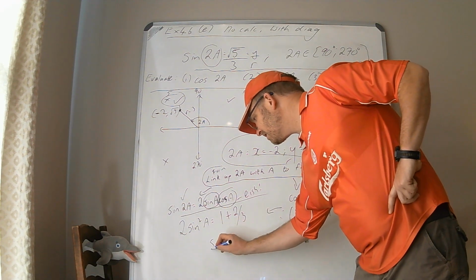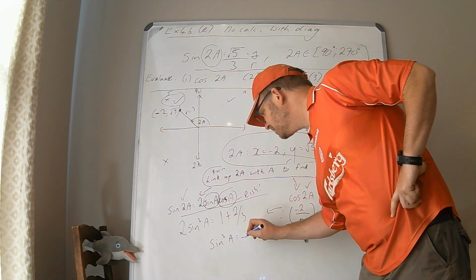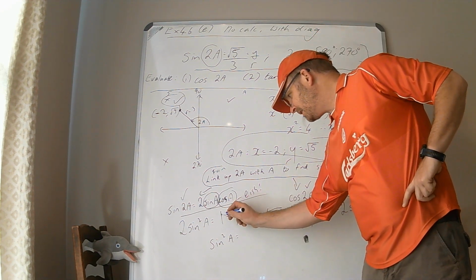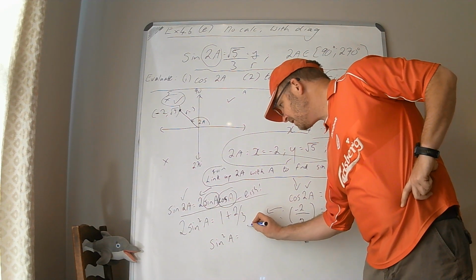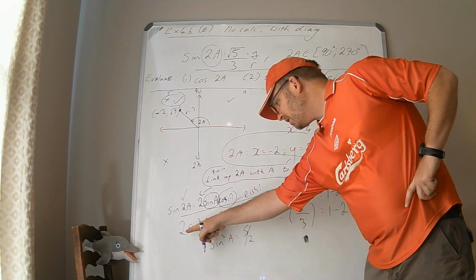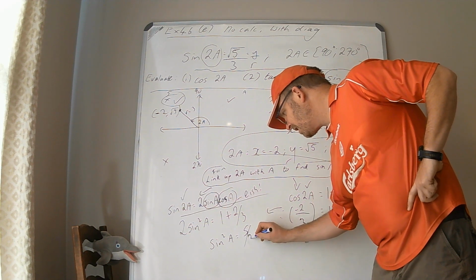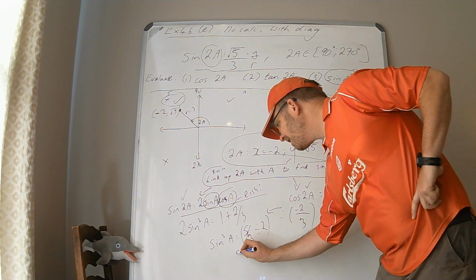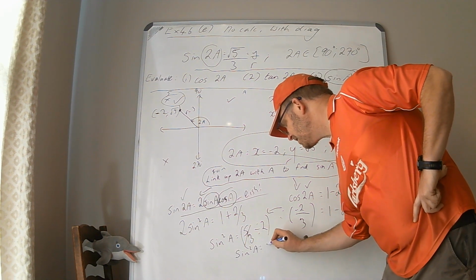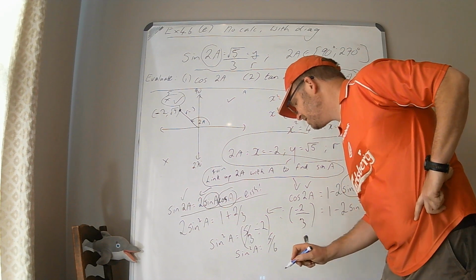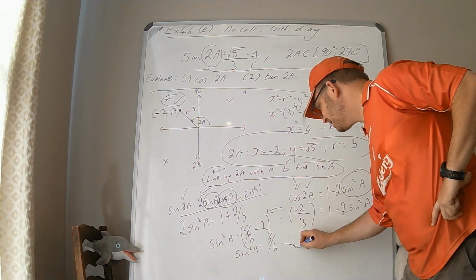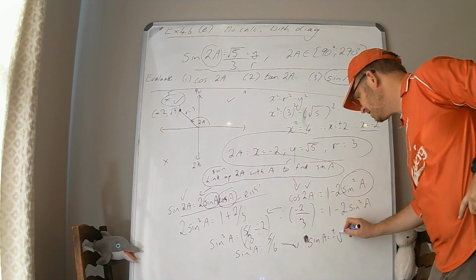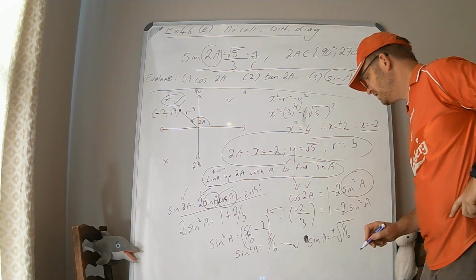So I get sine squared A, if you suck at fractions, just use your calculator, will be equal to 3 over 3 plus 2 over 3, which is 5 over 3. And I've got to divide it by 2, that's that 2 over there. So sine squared A is equal to 5 over 6. So sine A, excuse the mess, is equal to plus or minus the square root of 5 over 6.